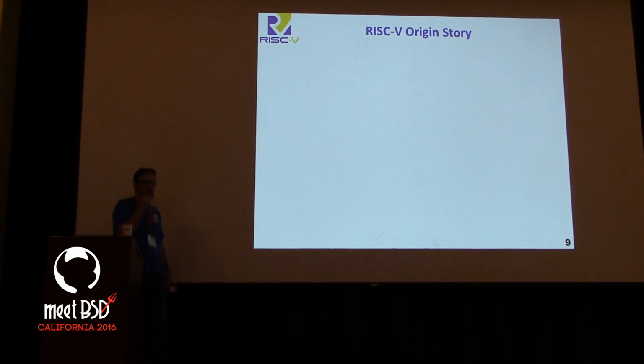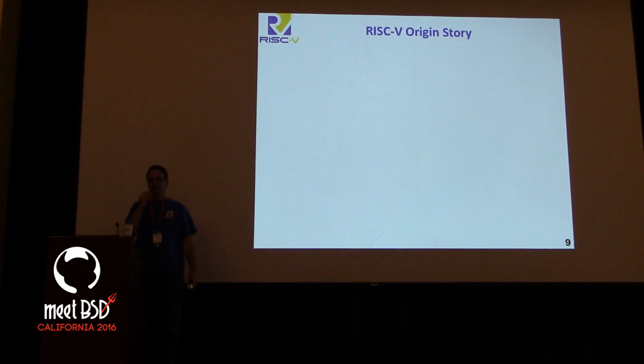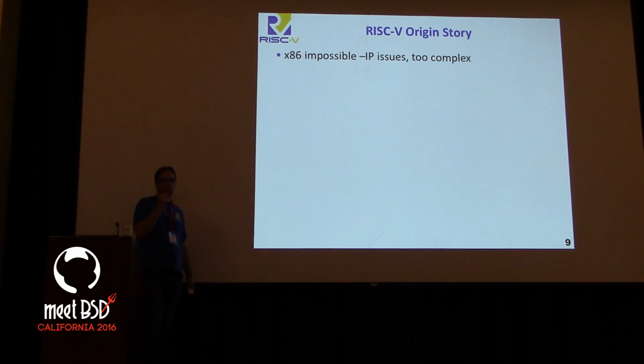Anyway, so getting back to RISC-V. We looked at this, and we thought, we could use ARM. It's a bit easier than x86, but it's still a mess. We don't really want to do that. And also, the IP issues made it impossible.